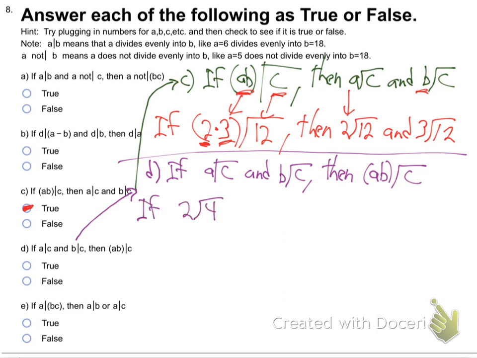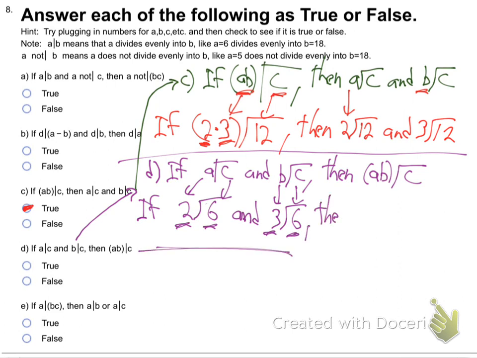If 2 goes into 4, let A be 2, C be 4, and B, something new, oh, we have to pick a new number. So maybe I better make C 6, and B can be 3. So if A goes into C, 2 goes into 6, and B goes into C, 3 goes into 6. Those are both true. Remember, you have to make the if true. Then A times B, which is 2 times 3, will go into 6. Well, yeah, that's 6 into 6. Yes, that's true.